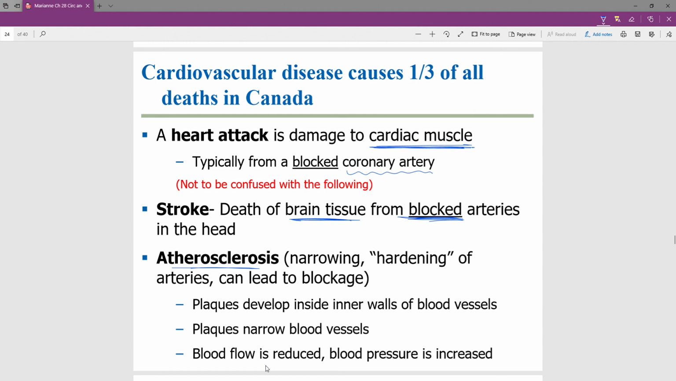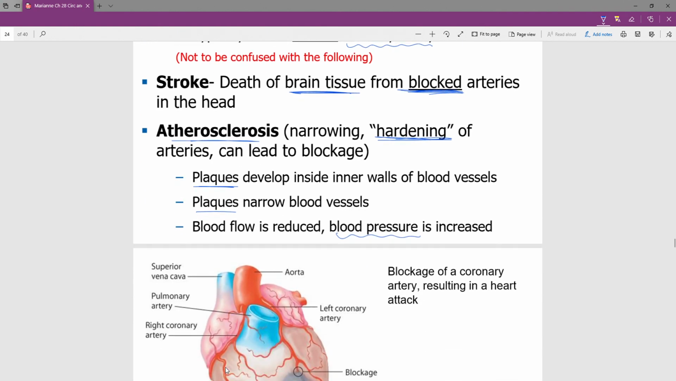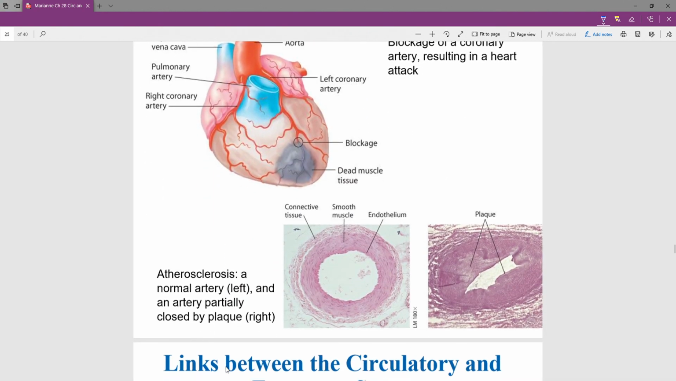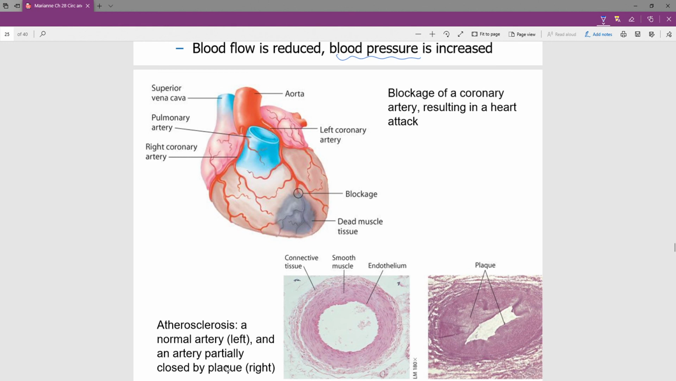Atherosclerosis is the hardening of arteries and can lead to a blockage. So this is the idea that you can have plaques develop and that's going to narrow the blood vessels, increase the blood pressure and reduce the blood flow. Hardening or narrowing of the arteries can look a little bit like this atherosclerosis here. This is a normal one, and this one is more occluded or narrowed.